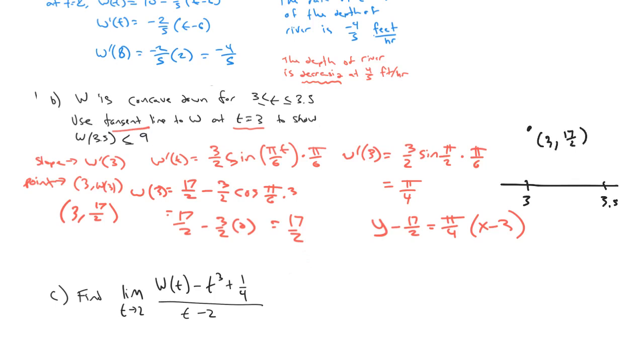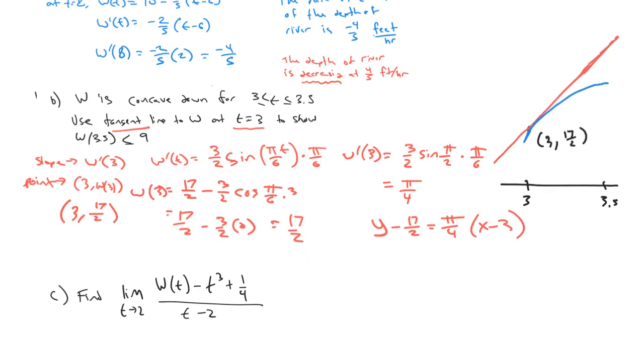And I know my tangent line, which I'm going to draw in red, has a slope of pi over 4. That's a positive slope, so I'm going to draw a positive slope. Now the actual graph, we're told, is concave down from that point to 3.5. And so the actual graph must be doing something like that if it's concave down. So it's going to be underneath, which means my tangent line approximation should be an overestimate.